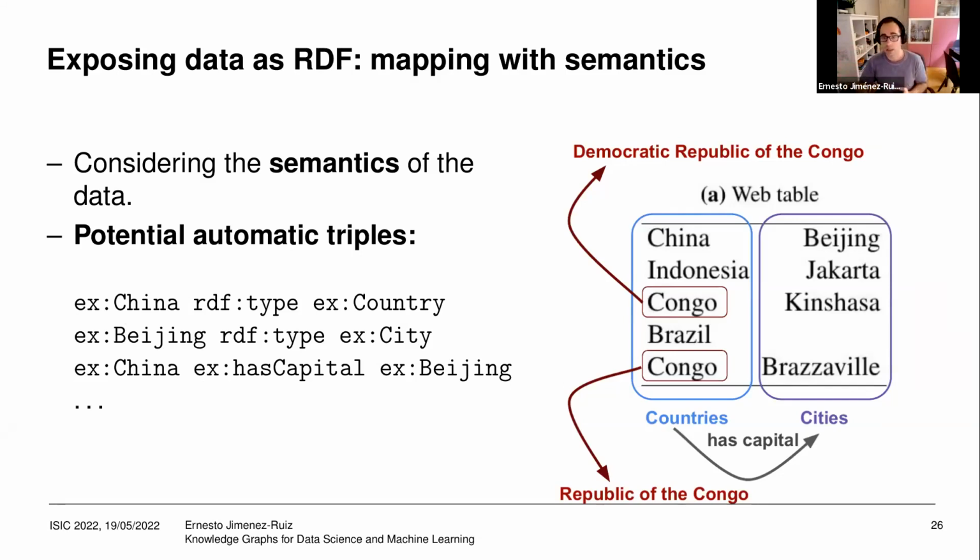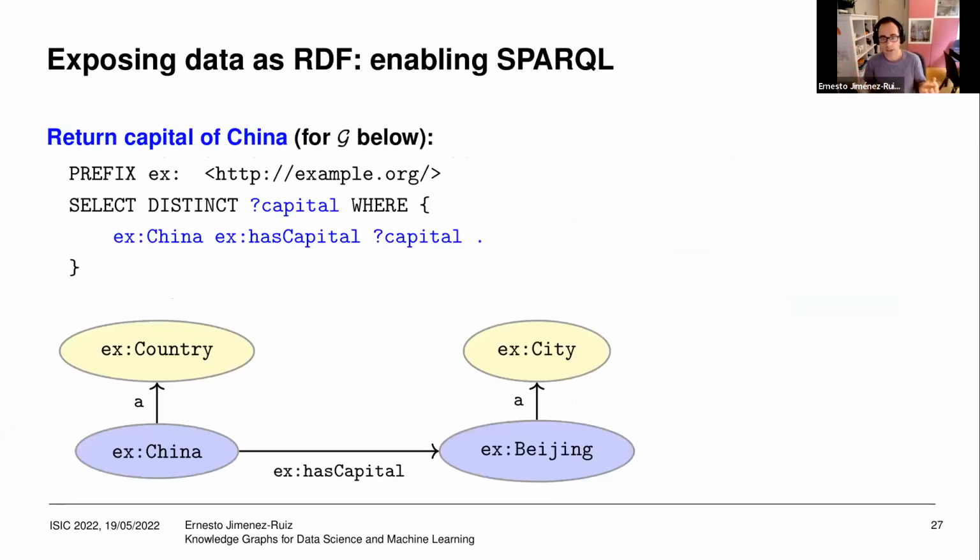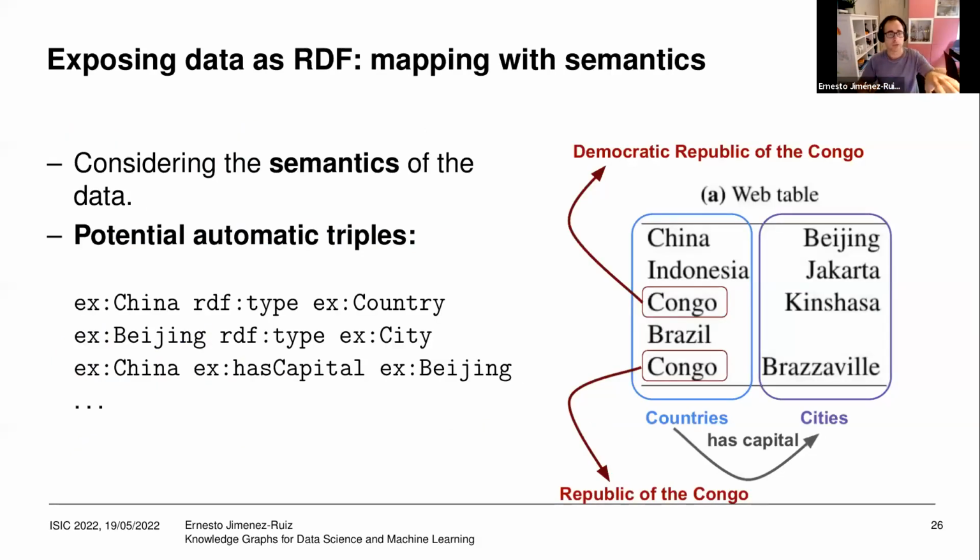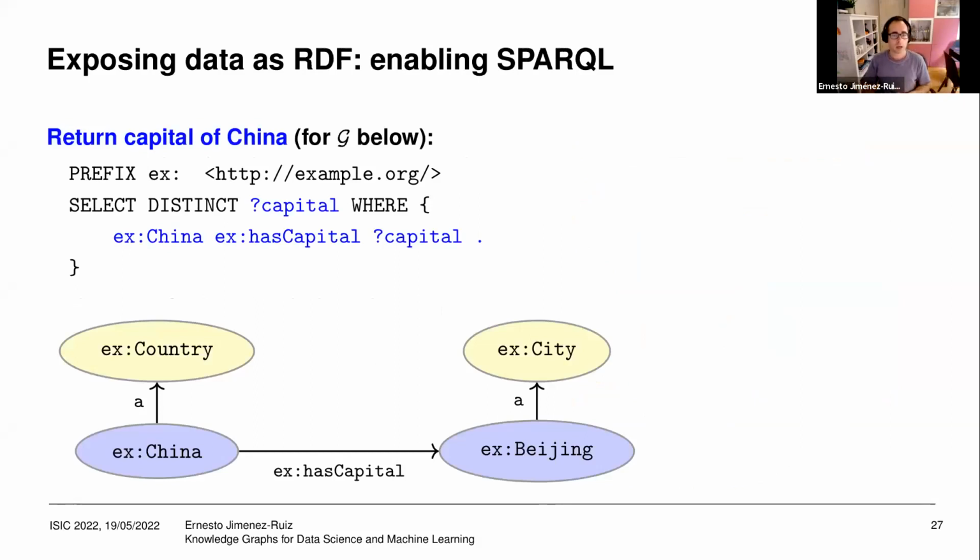You can then exploit this to perform queries or any other analytics over the graph data. And of course, if you transform the data into these triples, you can enable the use of SPARQL to access it: give me the capital of China. And of course, you can go to more powerful queries.